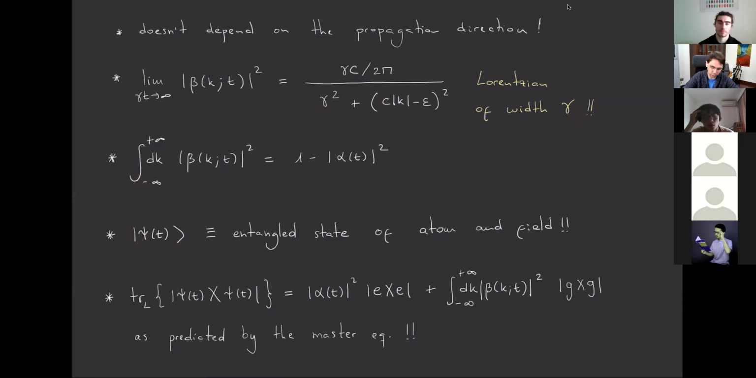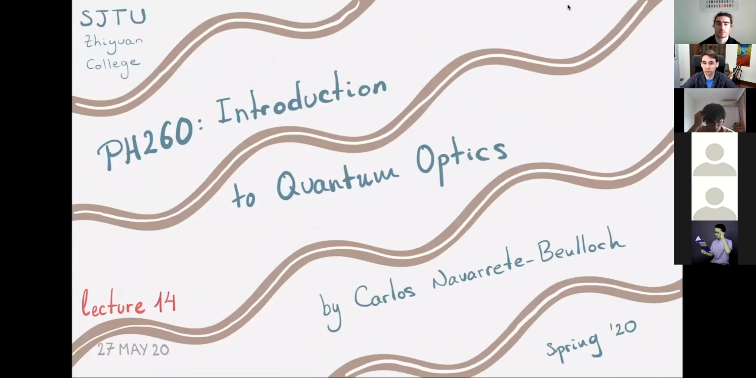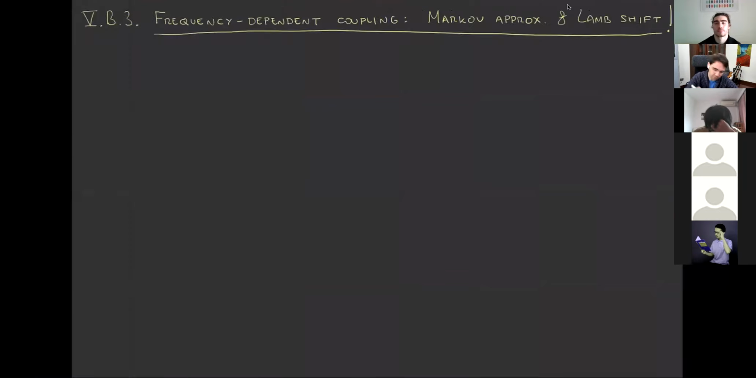And of course, if you trace out the light field, so the electromagnetic field, from this state, then you end up with the same kind of mixed state that we found from the master equation, okay? So I think that this is everything that we saw. And then what we are going to do today is we will continue with these incoherent atomic processes, but we will extend the theory of open systems to situations in which the coupling might depend on the frequency, okay? So let me just dive into it.